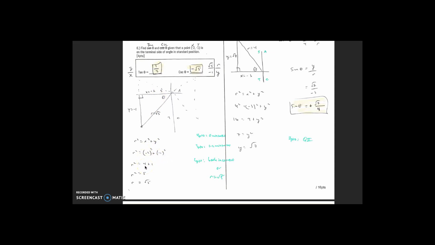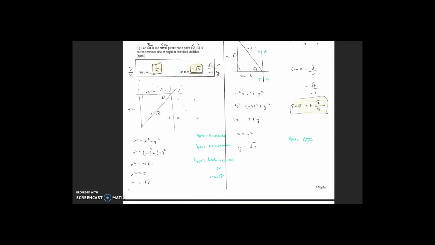A lot of students struggled with just simplifying here. You're going to get r squared equals 5, and then if you take the square root of both sides, you get r equals the square root of 5. So if you got both of these incorrect, but you found r equals the square root of 5, it gives you 2 points. If you made 1 to 2 mistakes, such as maybe you put a negative 1/2, tangent is y over x, so that would give you negative 1 over negative 2, which is a positive 1/2. Cosecant is r over y, so you get radical 5 over negative 1, so positive divided by negative gives you a negative. 0 mistakes gives you full credit.